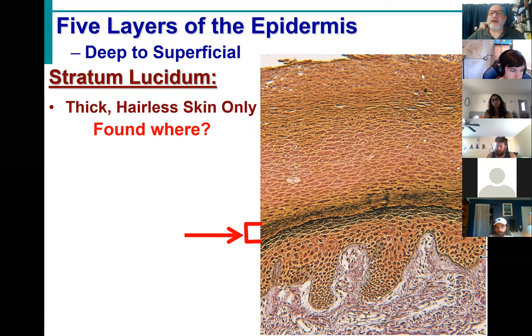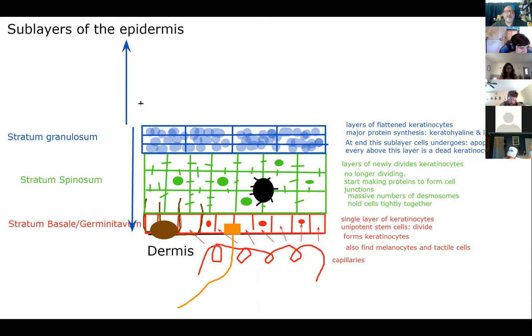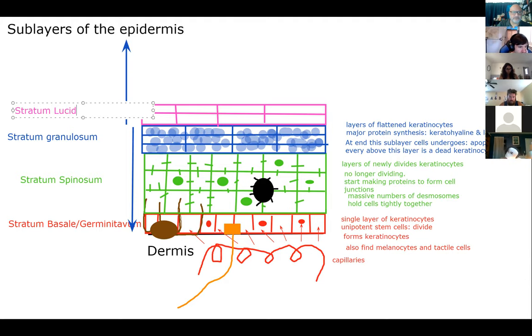All right. Now, as you guys pointed out, this is thick skin. And because this is thick skin, there is that extra layer that we only find in thick skin known as the stratum lucidum. This is one of the thinnest cell layers, comprised merely of 2 to 3 layers of dead, fused together, flattened keratinocytes. So in thin skin, it just goes straight from the stratum granulosum to the last layer, which is the stratum corneum, as we'll see in a minute.